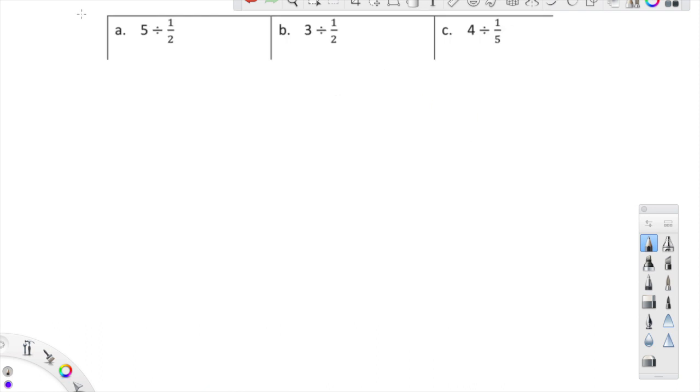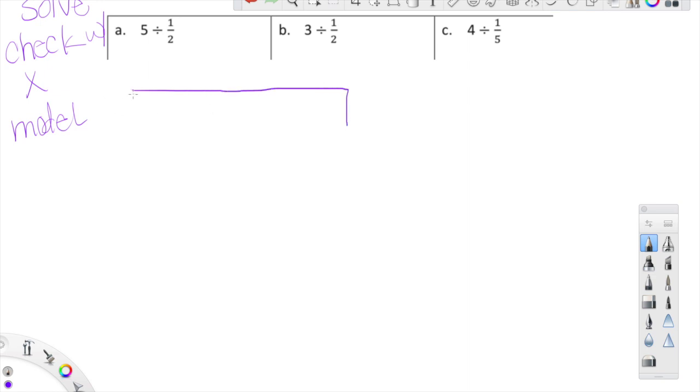I erased the directions here, but here we are being asked to solve and then check using multiplication. It doesn't tell you this, but I also want to model this. Since we're just on our first day of dividing by fractions, I really want to make sure that you have a firm understanding of what this work looks like. So let's look at A.